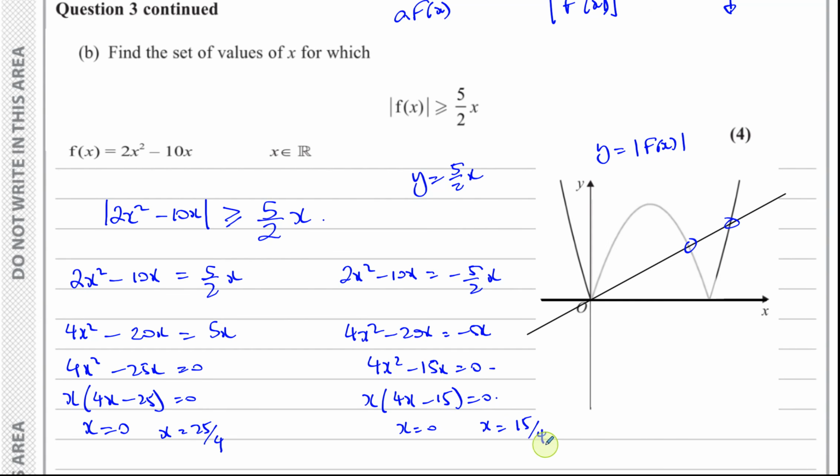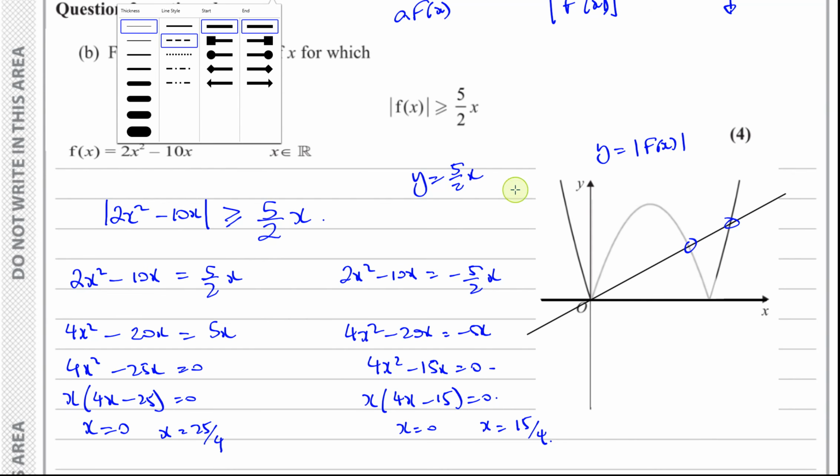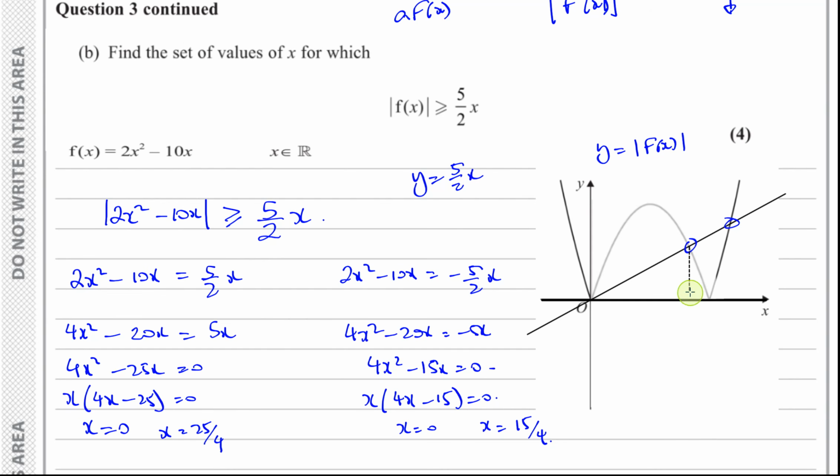All right, so we have two of the solutions here. We have the solution on this side, which is 15 over 4, and that's going to be 25 over 4. So we have 15 over 4 and 25 over 4, and there's 0. 3 solutions, and then we've got to solve the inequality afterwards.